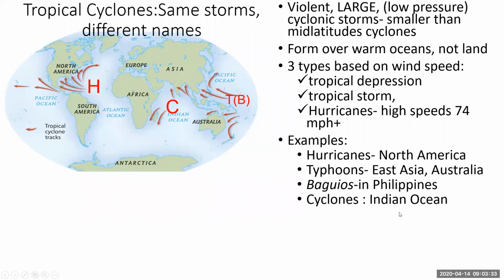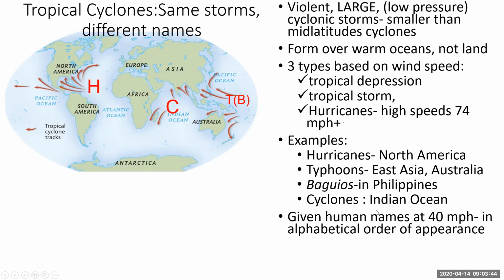So again, they start out as a tropical depression, they start picking up speed, tropical storm. Once they hit 74 miles per hour, they're officially a tropical cyclone, officially a hurricane. Now, a tropical depression usually happens around 30 miles per hour. Once they become a tropical storm, around 40 miles per hour, they're given a human name, and they name these storms in order of appearance.